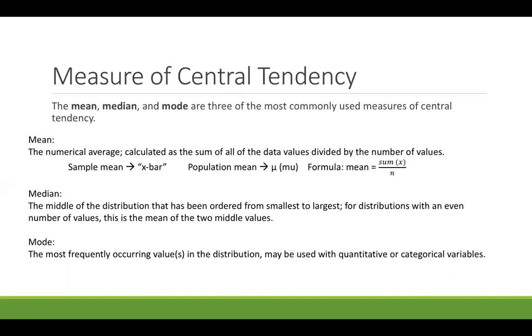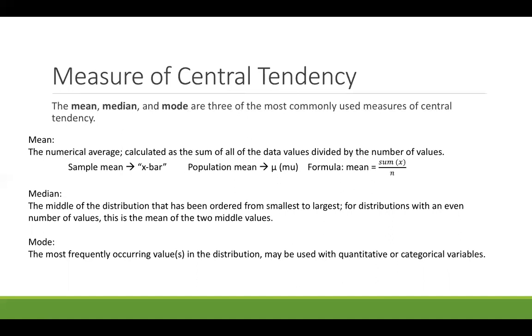The symbol for x bar is just x with a little straight line over the top. And then the population mean is the symbol mu. It looks like a little U with a little tail on it. You want to make sure you know the difference between the population mean symbol and the sample mean symbol. You don't want to get those confused.